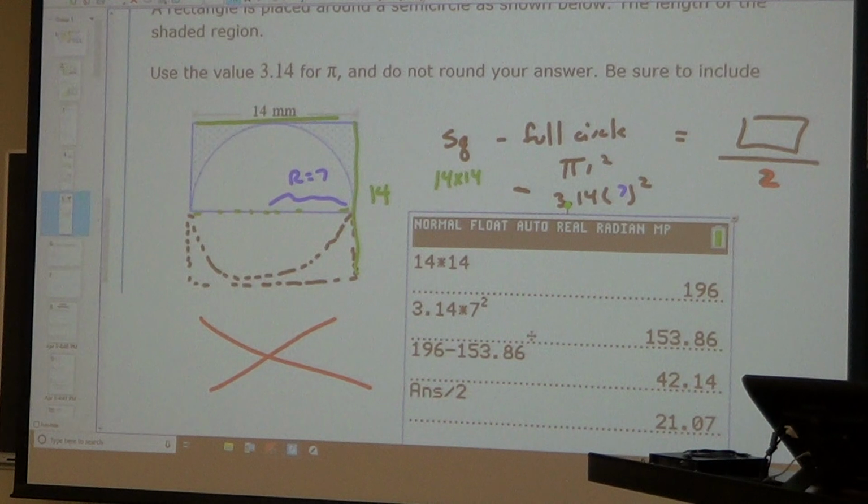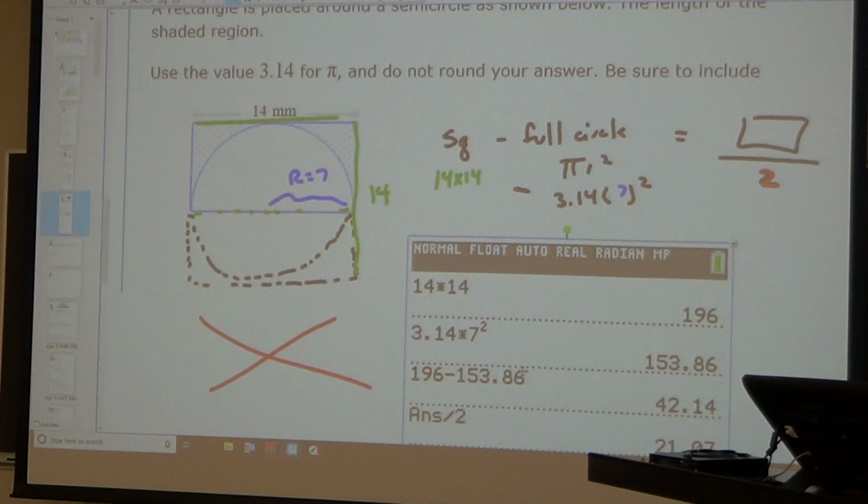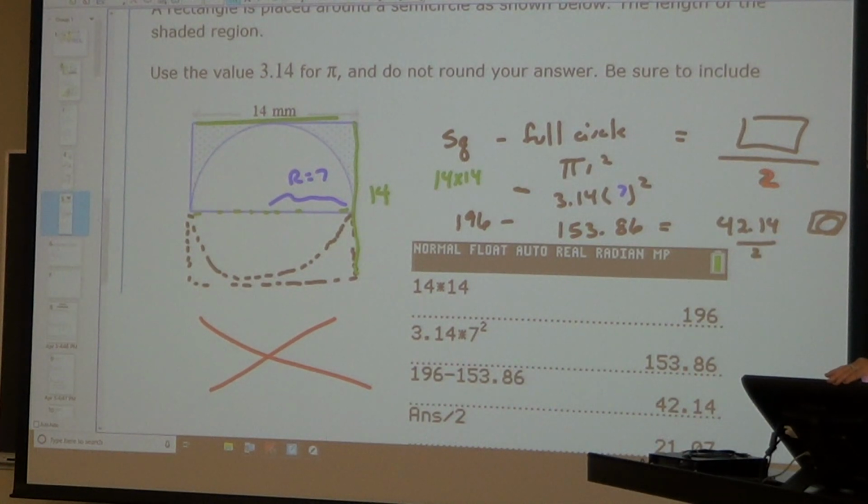That way we don't have to have all that mess from the get-go. So it's 196 minus 153.86, which is 42.14. So when I divide it by 2, that's going to give me that half that I'm looking for, which is 21.07.